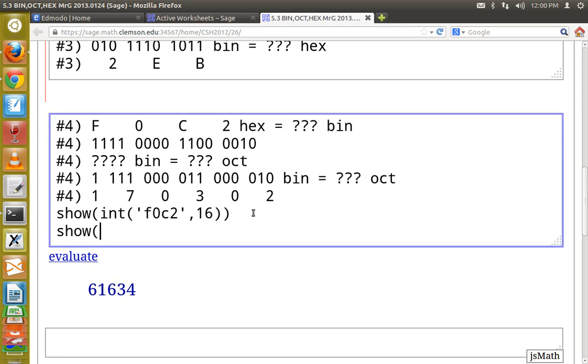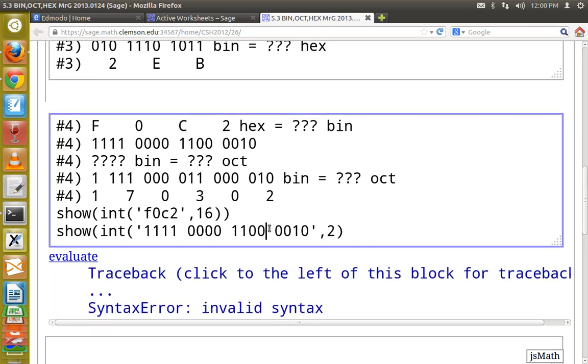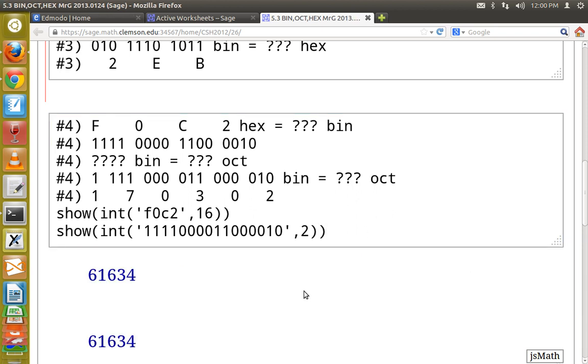So show the integer of, quote, let's do this, comma 2. I think it doesn't like the spaces. Yeah, it doesn't like the spaces. Get rid of the spaces. Oh, I forgot parentheses. I do that all the time. Did you get the same amount in base 10? If we did this correctly, all of these weirdo numbers should convert to the same value in decimal, right? This is good so far.